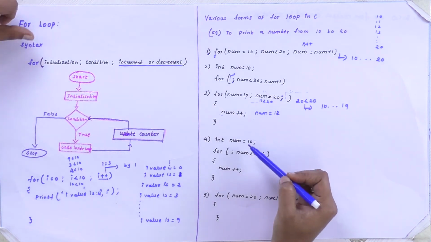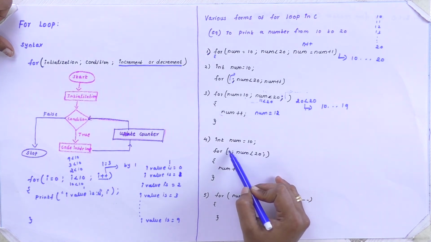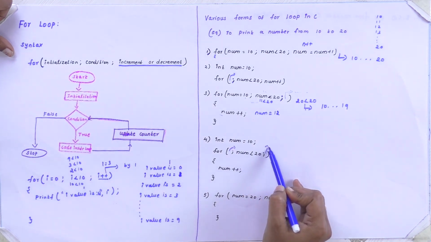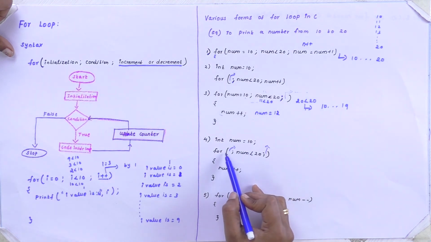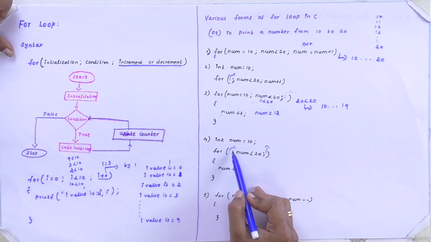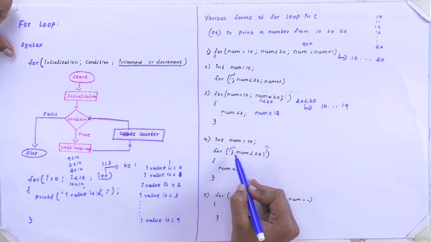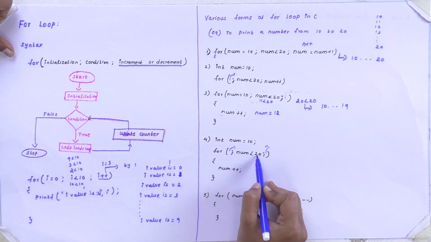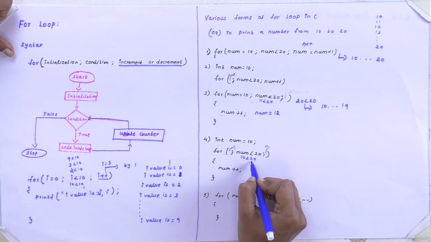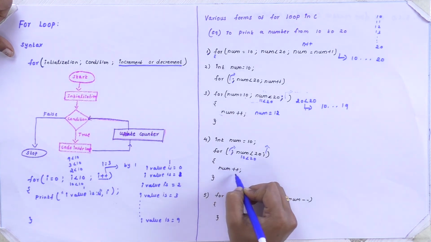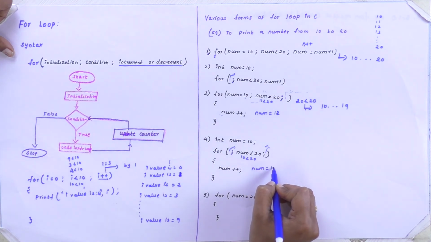The next, fourth form is where I didn't mention the initialization part and also the update counter part. Here I am declaring a num value of 10. Inside the for loop, I didn't mention any initialization part, but you have to mention the termination. Then num less than 20. It will check 10 less than 20 is true. Then it will execute inside the loop. After that loop execution, the num value will be 11.